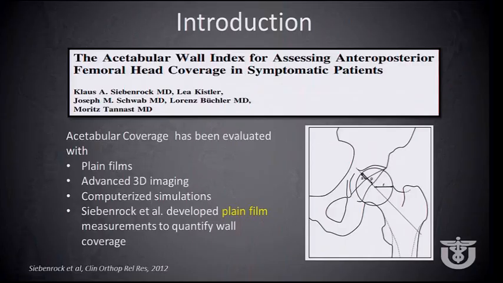So the Acetabular Wall Index has been proposed by the Bern group as a fairly simple method to look at acetabular morphology. There are obviously other more complex ways to look at it, such as 3D imaging, but this Acetabular Wall Index can be used on plain films, and is basically the simple ratio of the acetabular wall distance and the posterior wall distance divided by the diameter of the femoral head. It can perhaps help us understand the acetabular morphology in more detail.